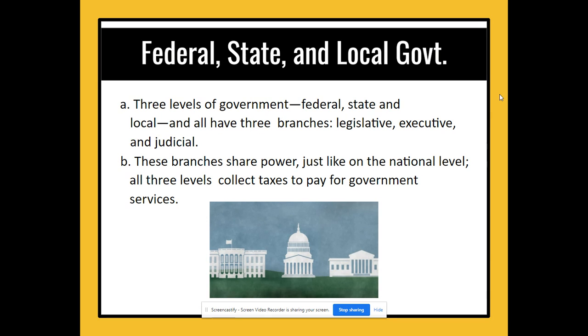There are three levels of government, which I've kind of alluded to. There's the federal government, which is the entire country. State government, so every one of the 50 states has their own government, as well as local government, such as the governors or the mayors of our cities. And all three of these levels of government also have three branches of government, the legislative, executive, and judicial. These branches share power just like they do at the national level, and all three levels collect taxes to pay for governmental services.